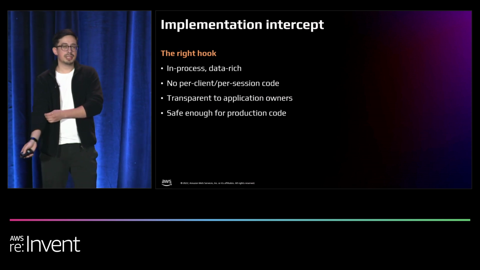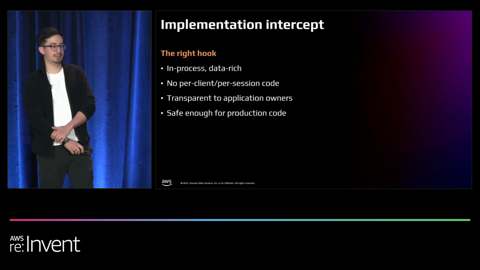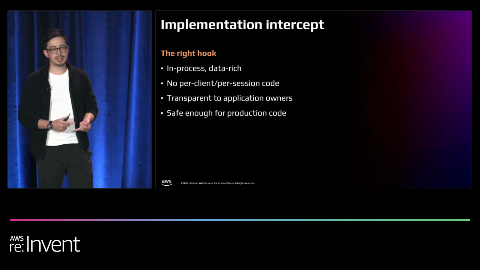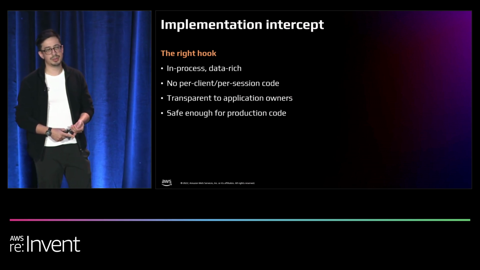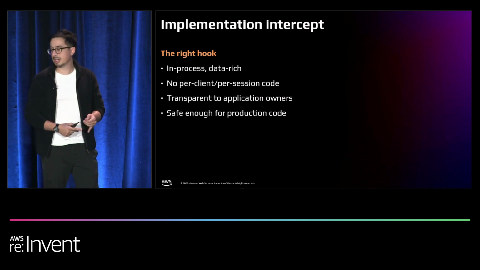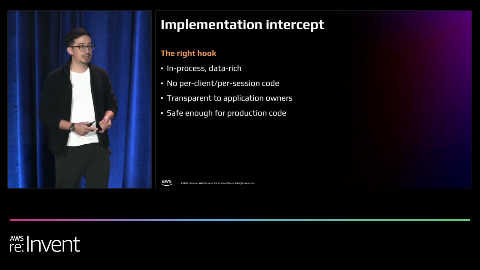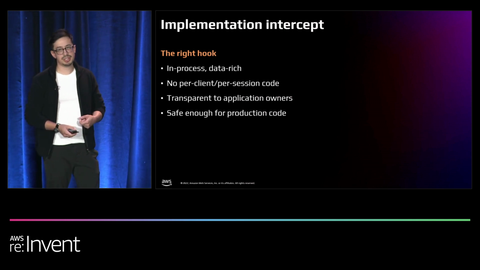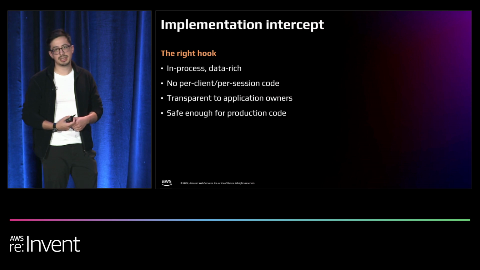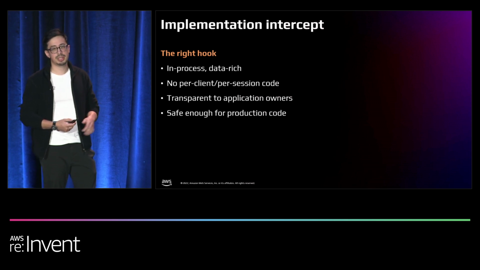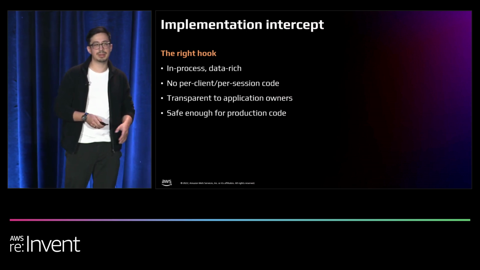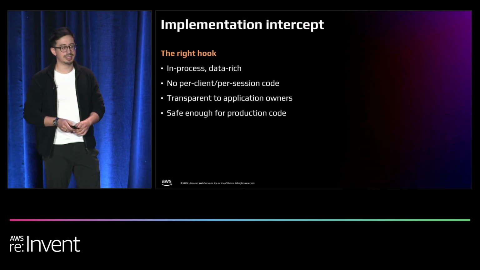So the first part of this is finding the right place to intercept the SDK. There are obviously a ton of options. We knew we wanted something that was in process and data rich that could fulfill some of the gaps that all of the services Scott talked about couldn't. We didn't want per client or per session code. We don't want people to make changes every time they're interacting or using an AWS SDK. And we wanted it to be very transparent to them. So they shouldn't know that their calls are getting intercepted. They shouldn't know that we're looking at them or observing them. So you really have no idea that any of this is going on.